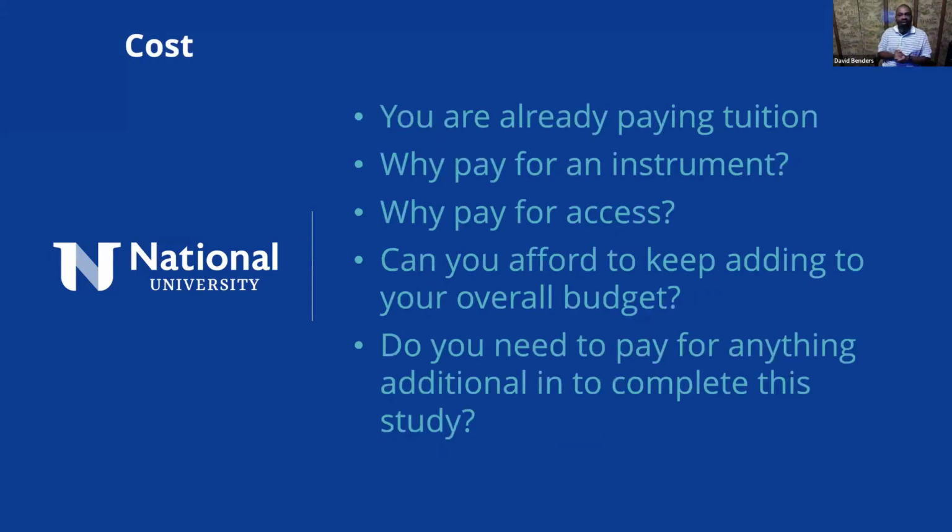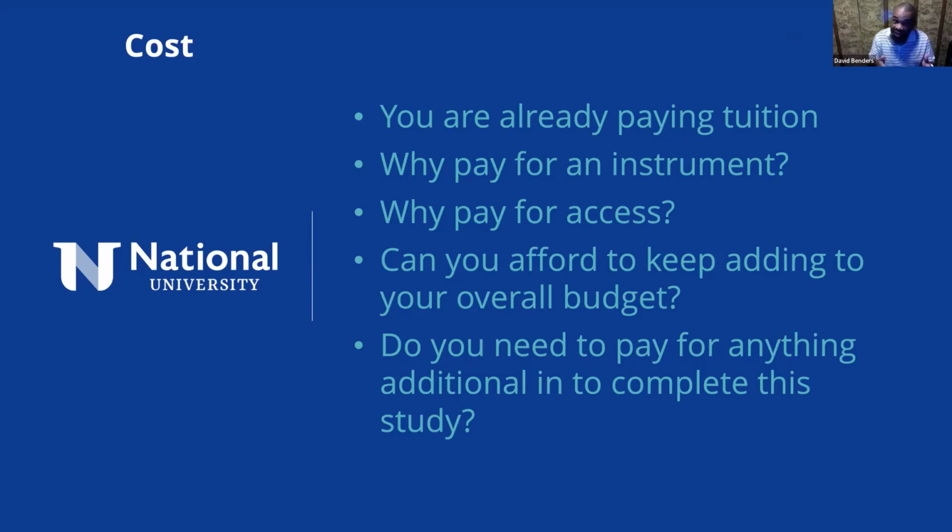Cost. You're already paying tuition. So why incur cost on things like an instrument? "Well, Dr. Benders, I really like this instrument. It really does everything I want. It really does this and it really does that." And I say to you, hey, guess what? Do you realize that it's going to cost you $200 just to get permission to use this instrument? And then you're doing a quantitative study and your G-Power tells you you have to get 250 participants. According to this instrument, it's going to cost you $10 per person that submits.